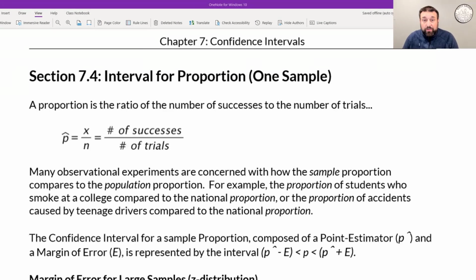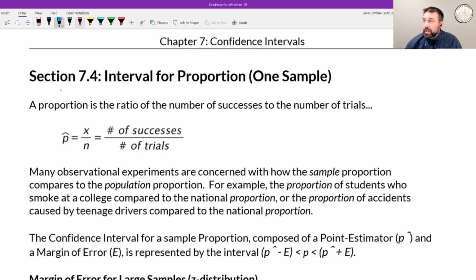This is 7.4. What you'll notice in 7.4 as we move along is that we are still talking about intervals. So your answer is still going to have a lower bound and an upper bound. And we are still going back to one sample. And so you're going to have data set number one, and that's it. You're just dealing with one data set right now.